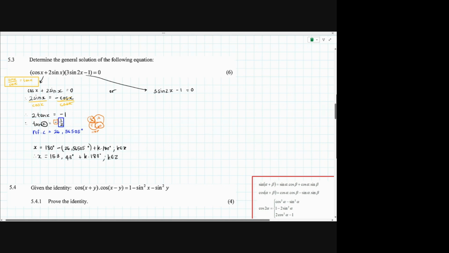Again, grade 12s, if you want to work out both solutions, fine. You would then have plus k times 180. You would work out the quadrant 2 solution and then the quadrant 4 solution. But what adding 180 degrees does is it combines both solutions in one. Okay? But it is completely up to you.